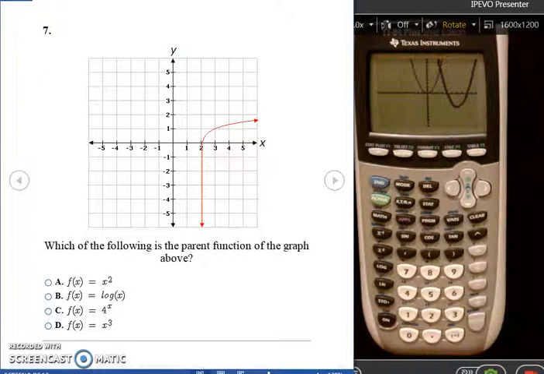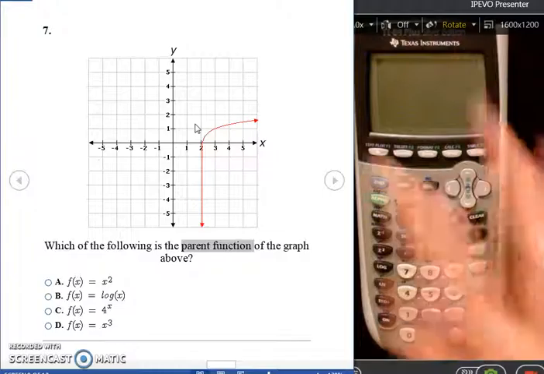In number 7 here, it asks, which of the following is a parent function of the graph above? So I need to know that parent function just means I'm looking for which one of these graphs has the same shape. It might be shifted up, right, left, or down, but it's going to be the same shape. So I just have to try out each of these answers and see which one has a graph that matches the same shape, just not necessarily the same location.